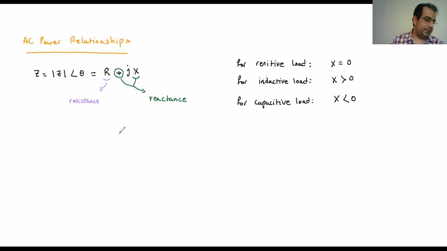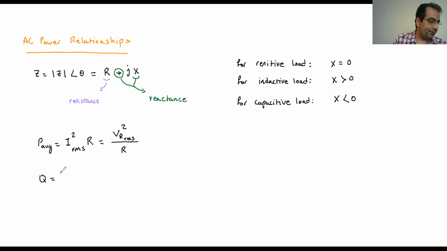Now, if we consider that, then we can write for the P average, which is only related to the resistance, it is going to be the root mean square of I squared times R, or it can be written as the root mean square of the voltage at the resistance, squared, divided by R. The same we can write for the Q.